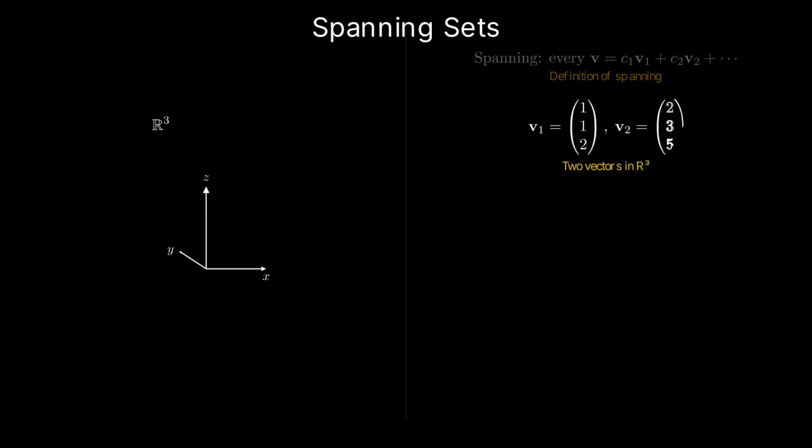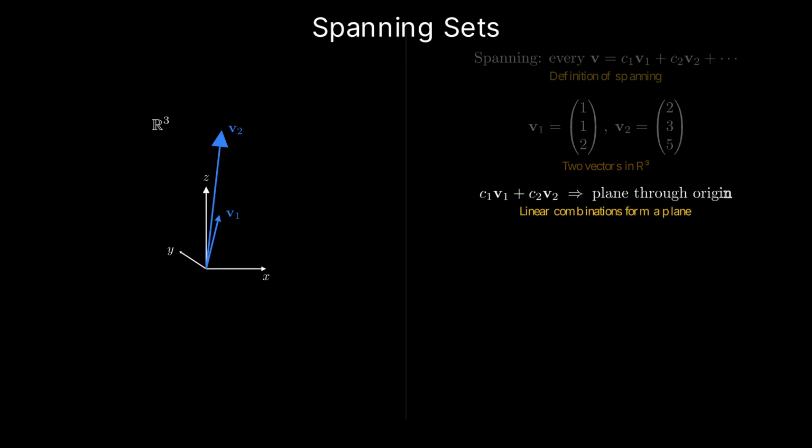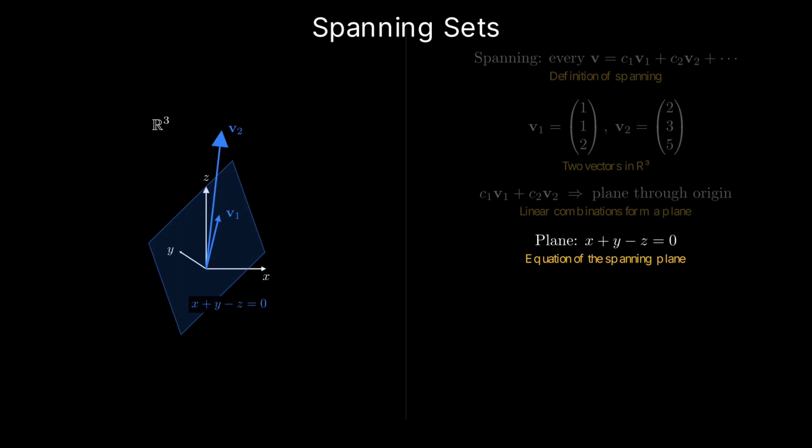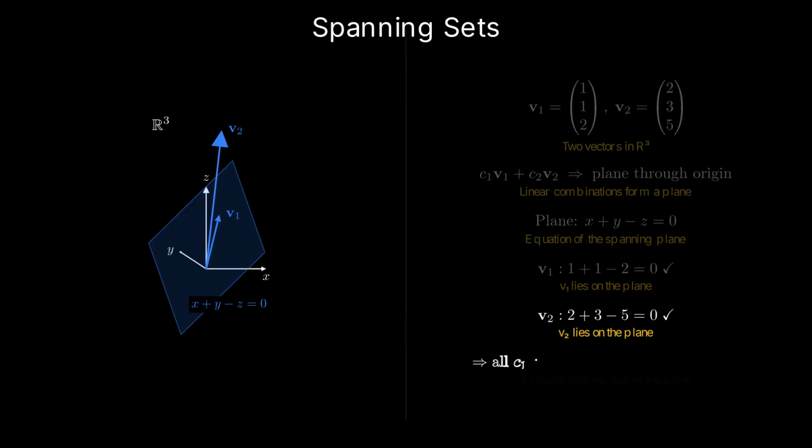Consider R3, take two vectors, v1 equals 1, 1, 2, and v2 equals 2, 3, 5. Every linear combination of these two vectors sweeps out a flat plane through the origin. Tilted, rotated, it is still just a plane. In fact, both vectors satisfy the equation x plus y equals z. Check. For v1, 1 plus 1 equals 2. For v2, 2 plus 3 equals 5. So every combination, c₁v₁ plus c₂v₂, also satisfies x plus y equals z.